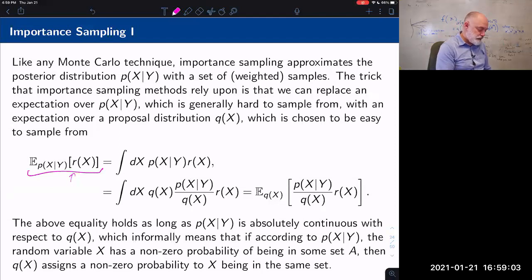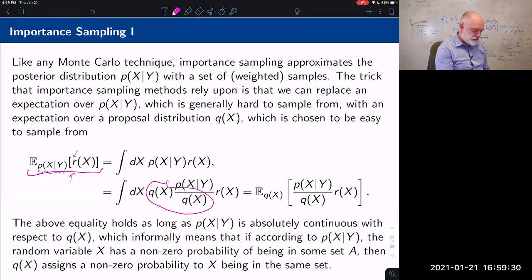So if we look at an expectation under a posterior distribution of some test function R, where X is latent and Y is observed, this is just exactly how you would write out an expectation. Then probably the most advanced math that I'm really comfortable with is multiplying by 1, which is what happens right here. I'm really a fan of multiplying by 1, and it's very important in probabilistic programming and modern inference, right? Multiply by 1.